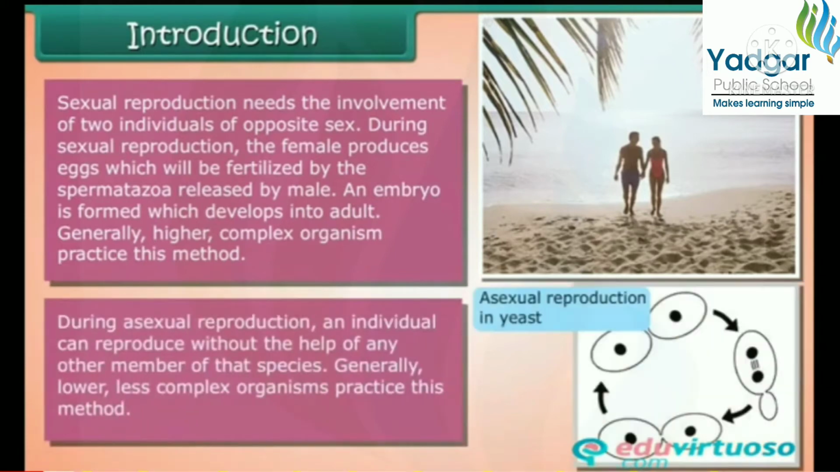During asexual reproduction, an individual can reproduce without the help of any other member of that species. Generally, lower, less complex organisms practice this method.